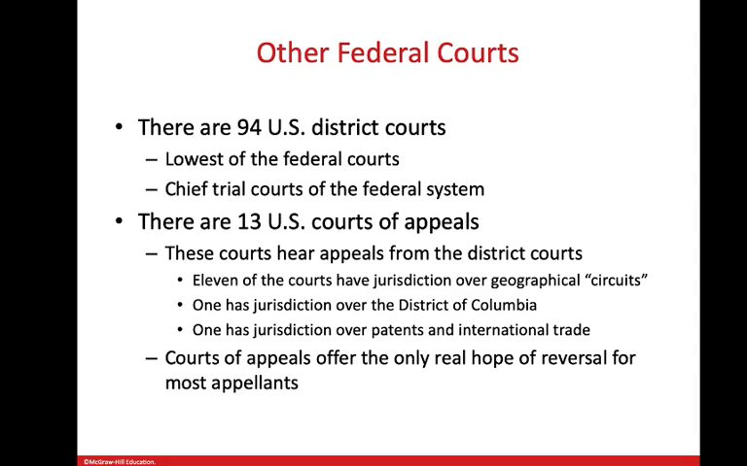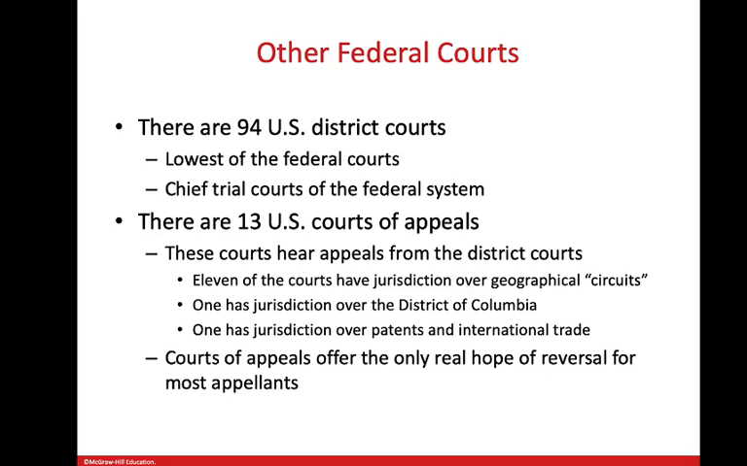There are 94 U.S. district courts. They're the lowest of the federal courts, and they're the chief trial courts of the federal system. There are 13 U.S. courts of appeals. These courts hear appeals from the district courts. 11 of the courts have jurisdiction over geographical circuits. 1 has jurisdiction over the District of Columbia. 1 has jurisdiction over patents and international trade.